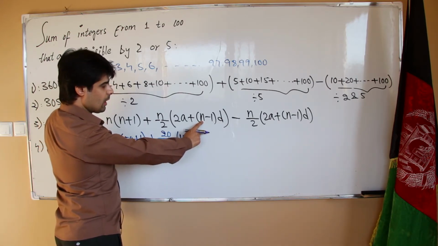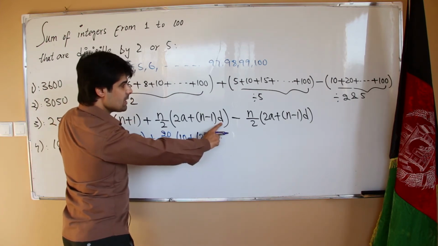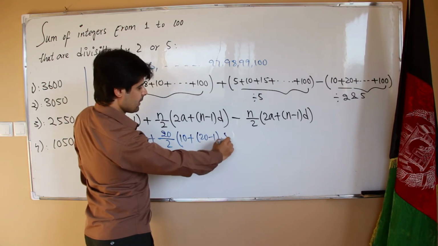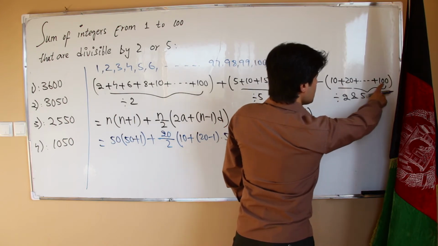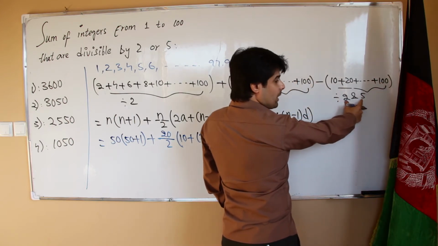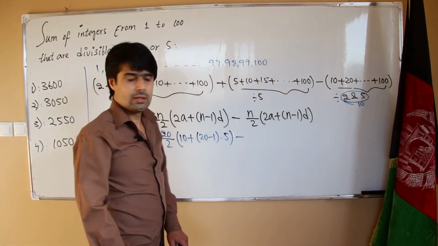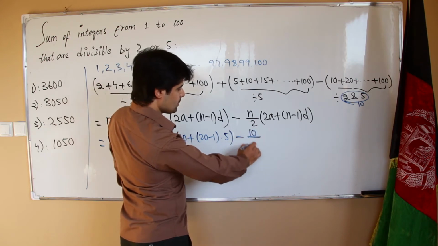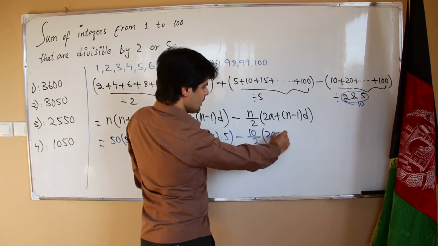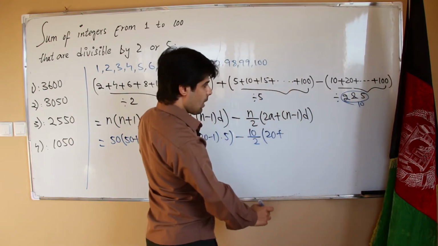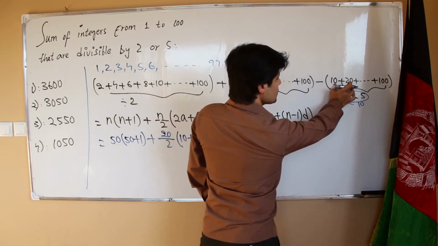Plus n. How many terms do we have? 20 minus 1. d, the difference between the terms, it's 5. Minus, n, how many terms do we have? 10, 20, up to 100, which are divisible by 2 and 5. It means by 10. How many terms do we have? It's 10 divided by 2. a is 10. 2 times 10, it's 20. Plus n, do we have how much? 10 minus 1. d, what's the difference between these two? It's 10.